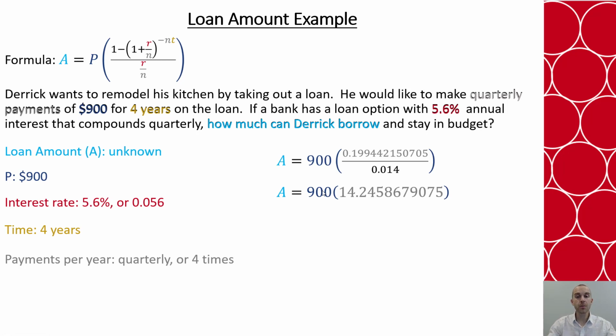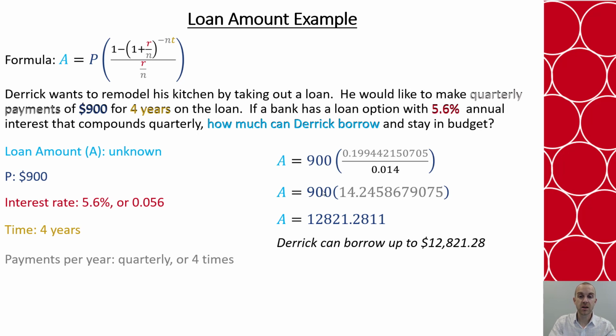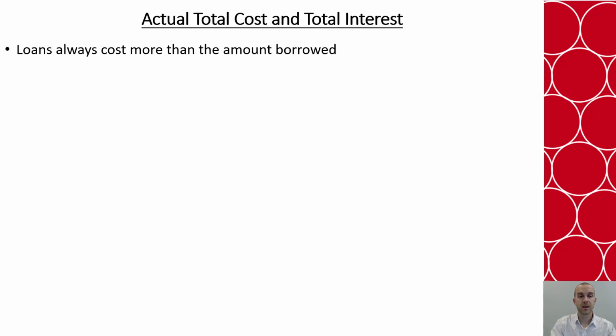And again, look how many decimal places I'm carrying, because I'm trying to keep the answer as accurate as possible from one step to the next. It's not until I get to the end that I'm rounding. And here I can say that I'm rounding to the nearest cent again. So Derek can borrow up to $12,821.28.